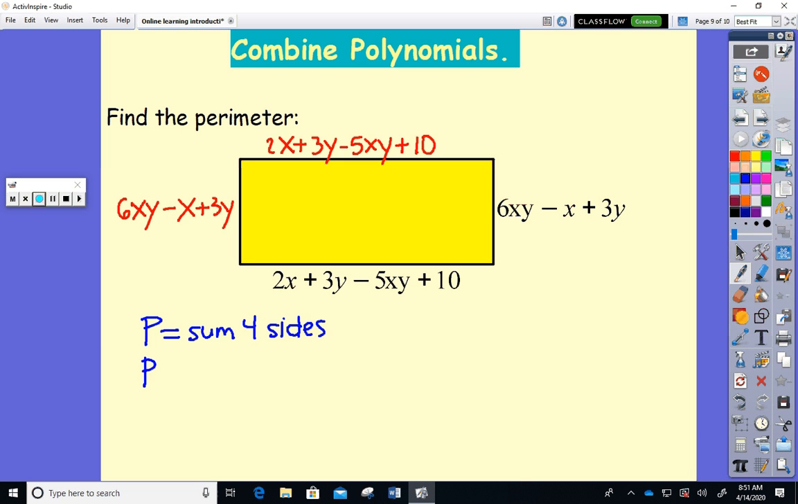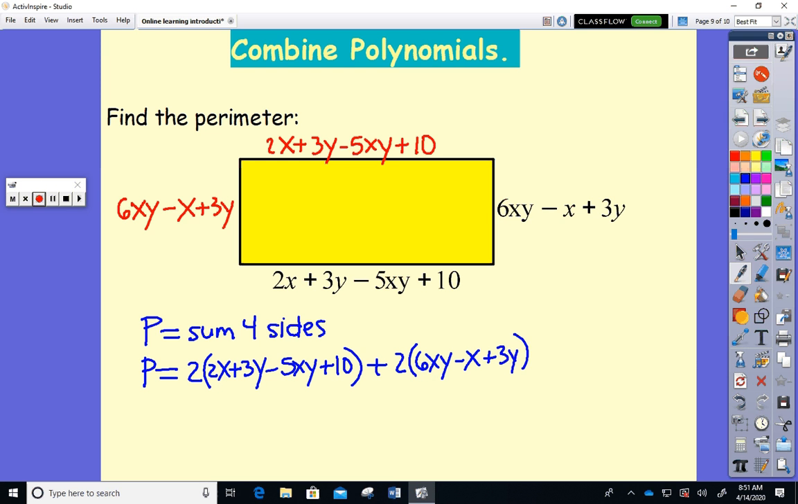So you could either say the top plus the bottom plus the left plus the right, or you could say 2 times either the top or the bottom plus 2 times either the left or the right. And I bet that you'd like that better because it's going to be faster to work out. So my perimeter is going to be 4x. I'm distributing 2. Plus 2 times 3 is 6y. 2 times negative 5 is negative 10xy. 2 times 10 is 20. 2 times 6 is 12. 2 times negative 1 is negative 2. 2 times 3 is 6.